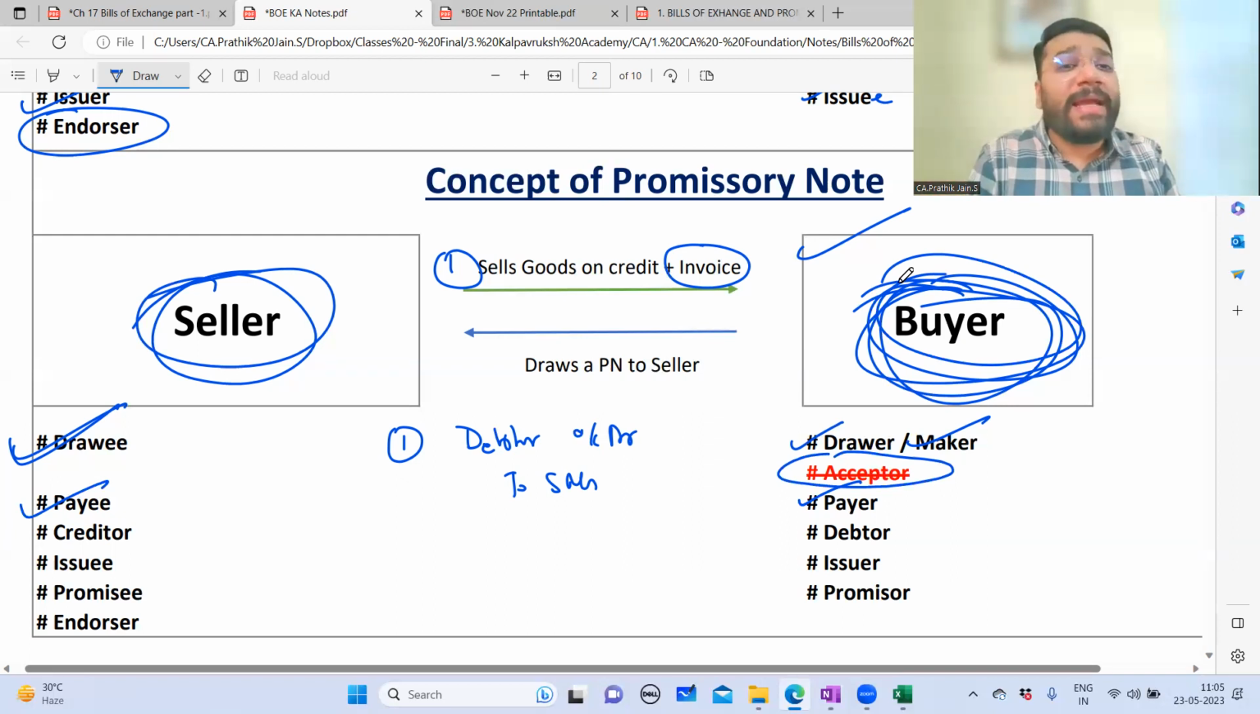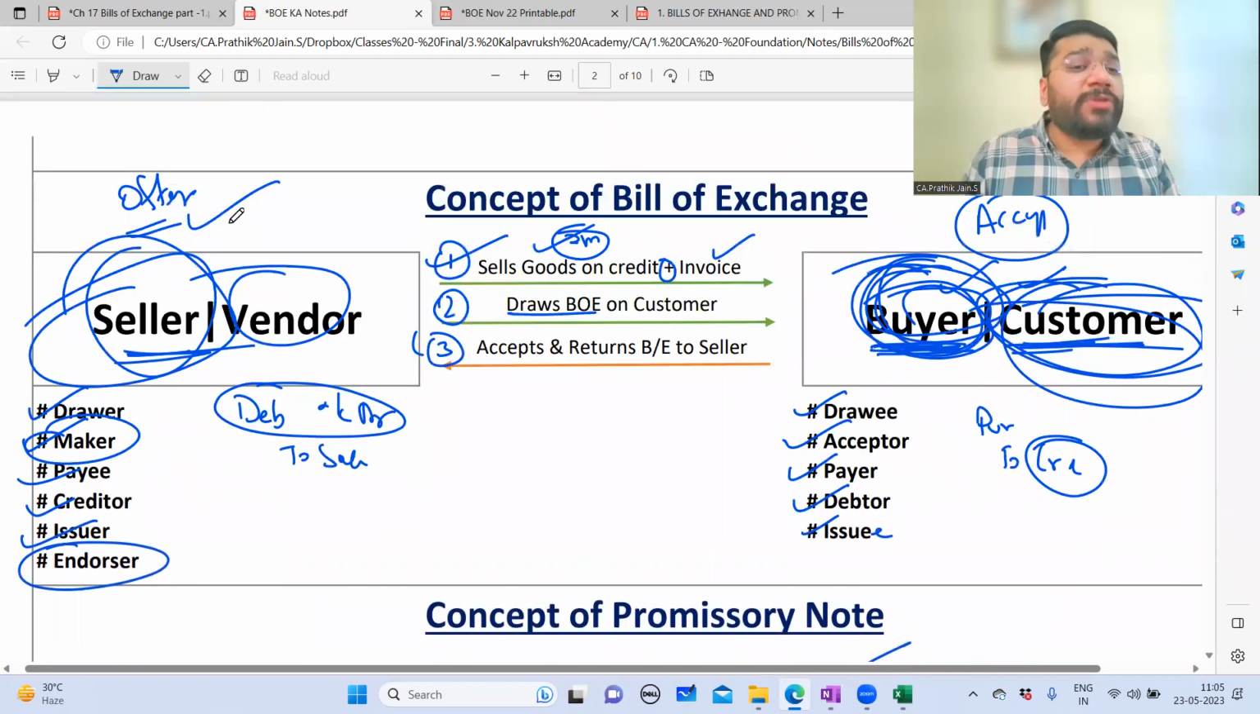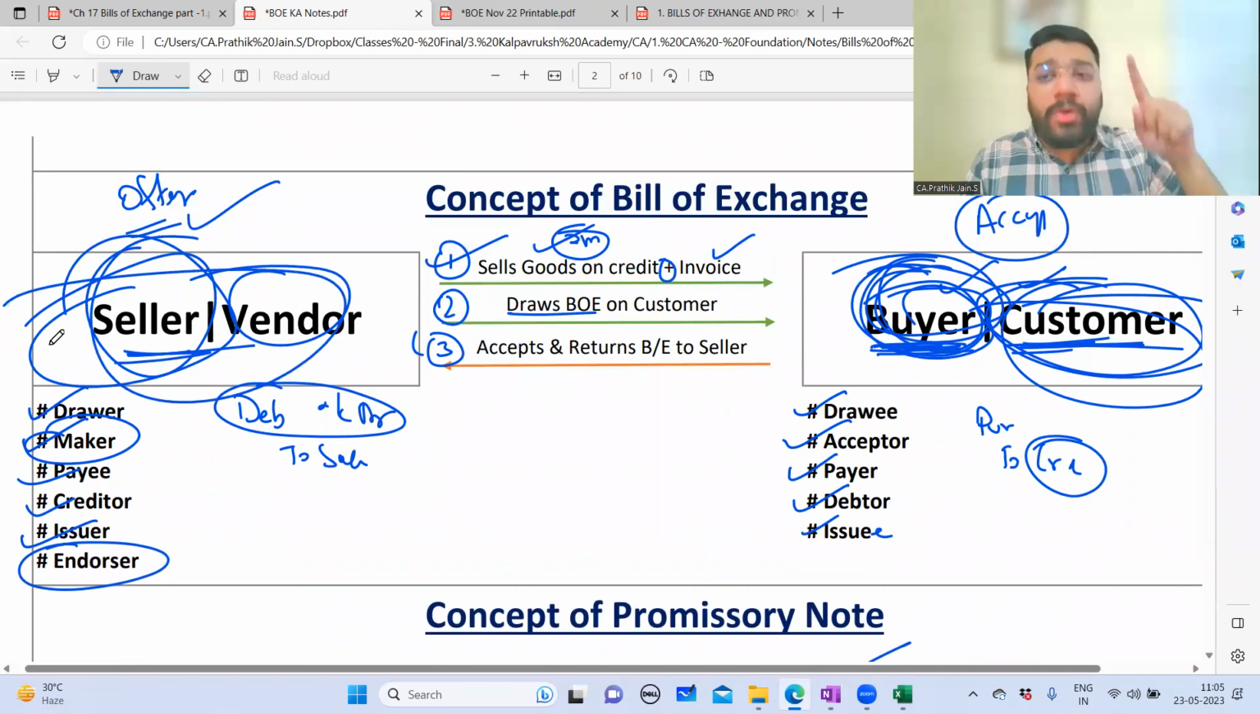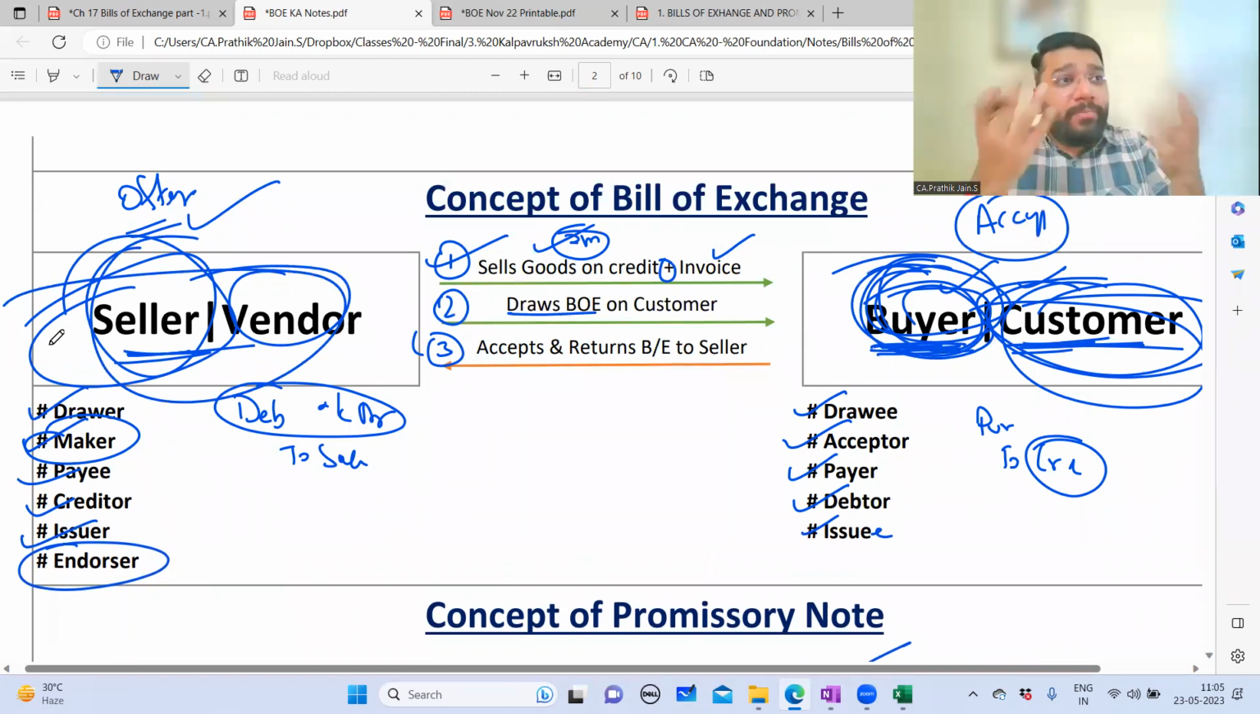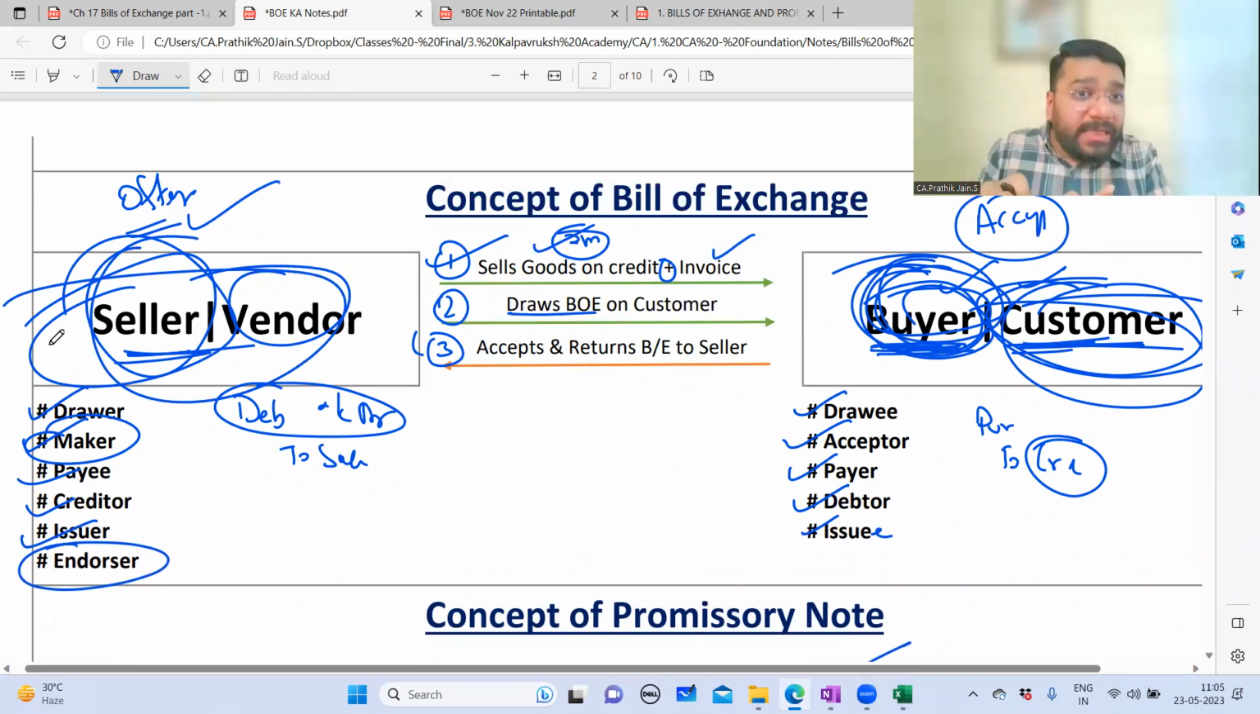In the previous case, why was acceptance required? Because the person who was preparing the document, asking for money, was a different person. The person who was paying the money was a different person. So there, the acceptance was important. If acceptance is not there, anybody will get up one fine day in the morning and ask for 1 crore rupees.